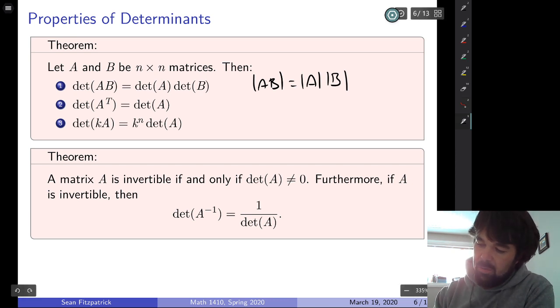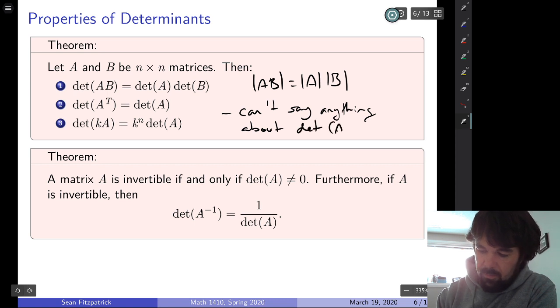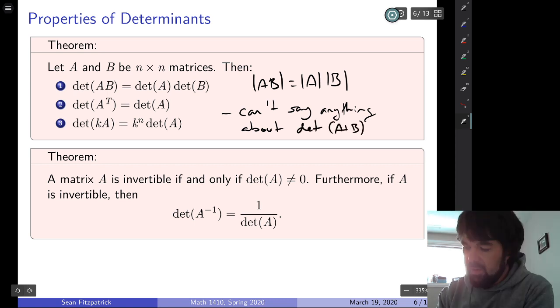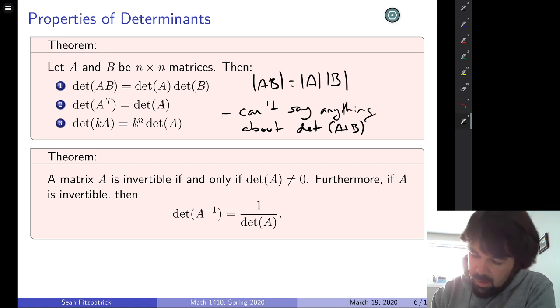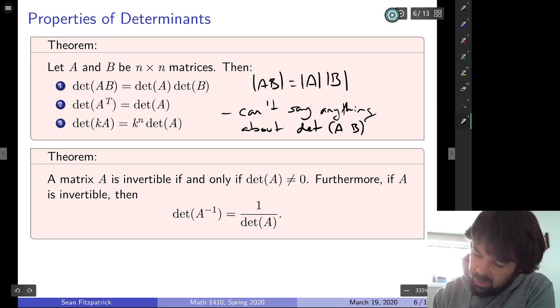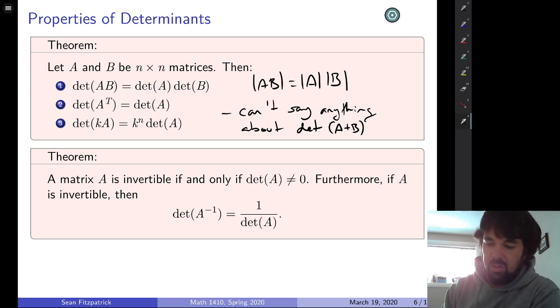And so in general, we just can't say anything about the determinant of A plus B. There is no rule that we can use for the determinant of A plus B. Okay, so there's no addition rule. The only way to calculate the determinant of A plus B is to actually plug in the matrices, add them together, and then take the determinant. There's no nice rule like there is for products.